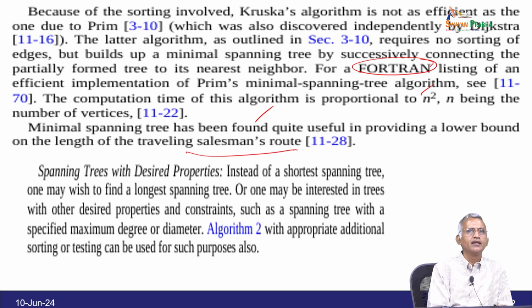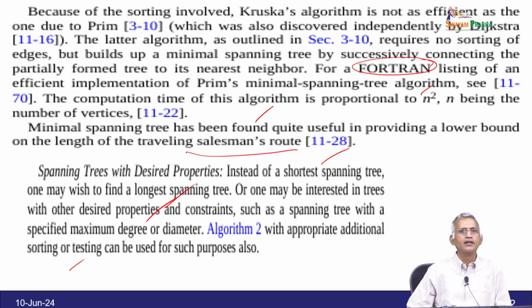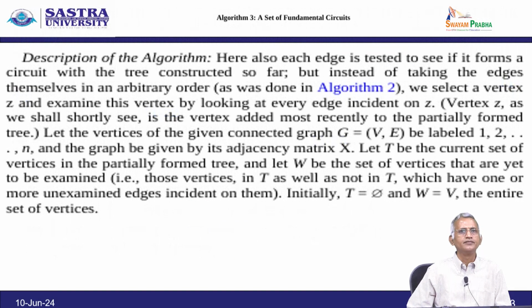Next, spanning trees with desired properties. Instead of the shortest spanning tree, one may wish to find the longest spanning tree, or one may be interested in trees with other desired properties and constraints, such as a spanning tree with a specified maximum degree or diameter. The algorithm with appropriate additional sorting or testing can be used for such purposes also.